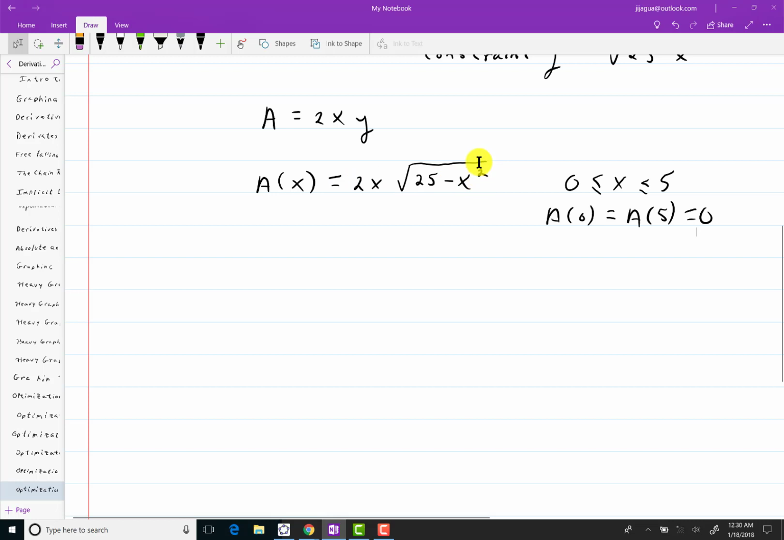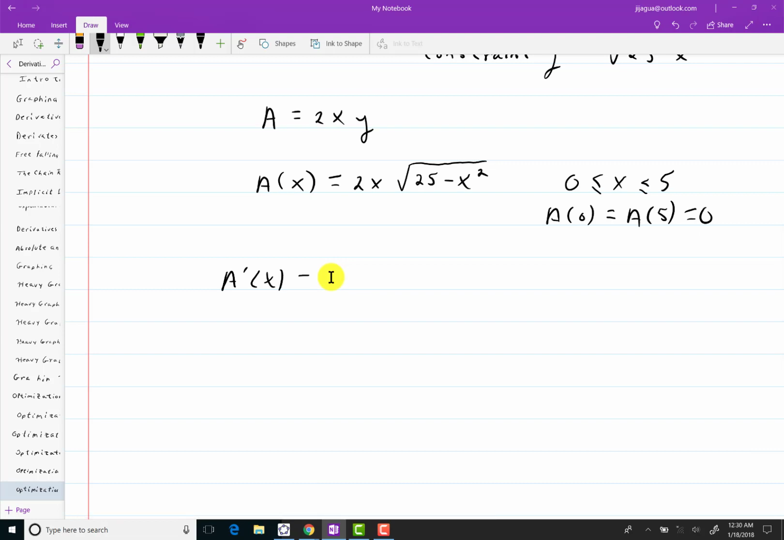x squared is going to be between 0 and 5, so this thing inside of here will be positive. If x is positive, this will be positive. The whole thing will be positive. So, I don't even have to check to see if it's a maximum. It's going to automatically be one. And so, to find out what that is, we take the derivative and set it equal to 0.